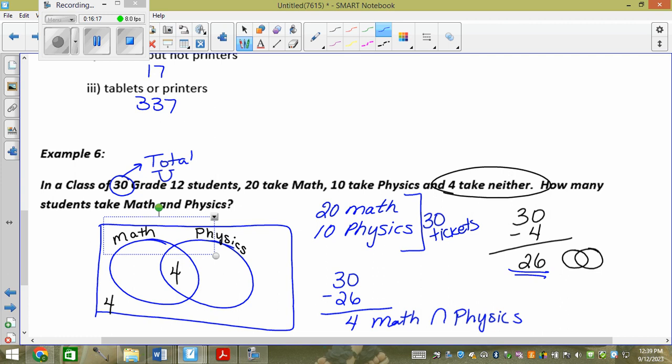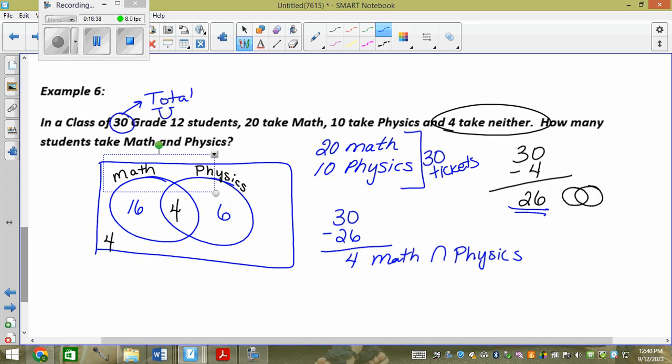Now, how do I find the people who are in math only? Minus 20, so I get 16, and this totals to 20, so that makes me happy. Physics circle needs to have 10, so how many are in physics only? When I add this up, what do I get? And that's where I need to be. Now, it said, how many students are in math and physics?